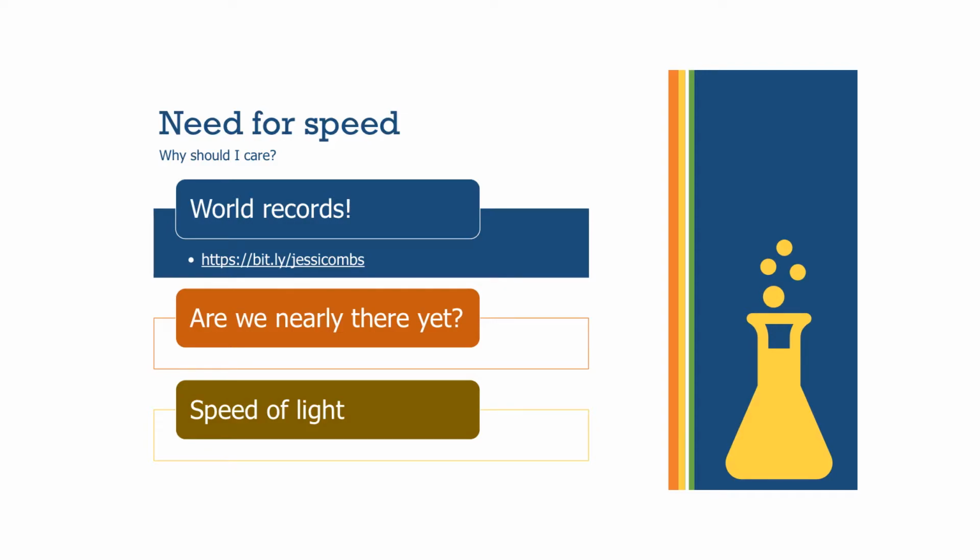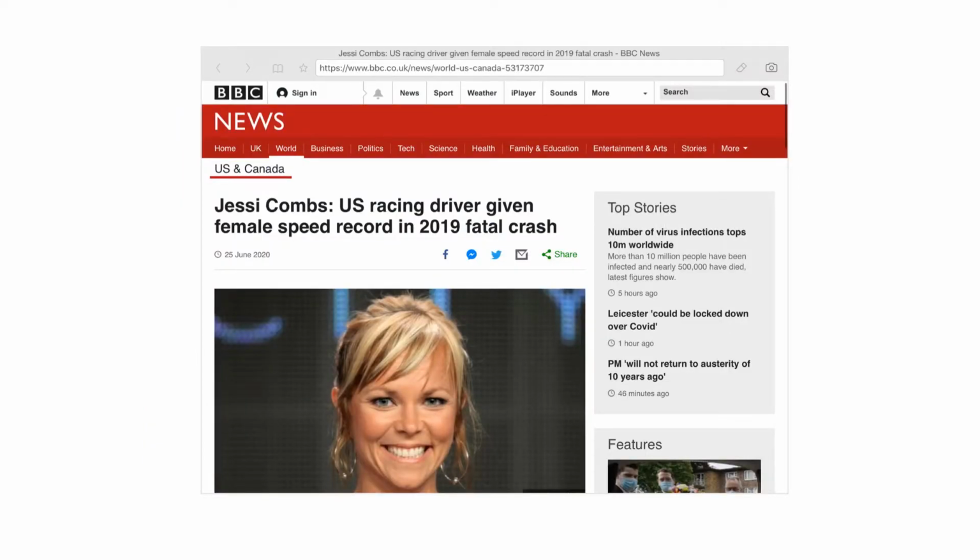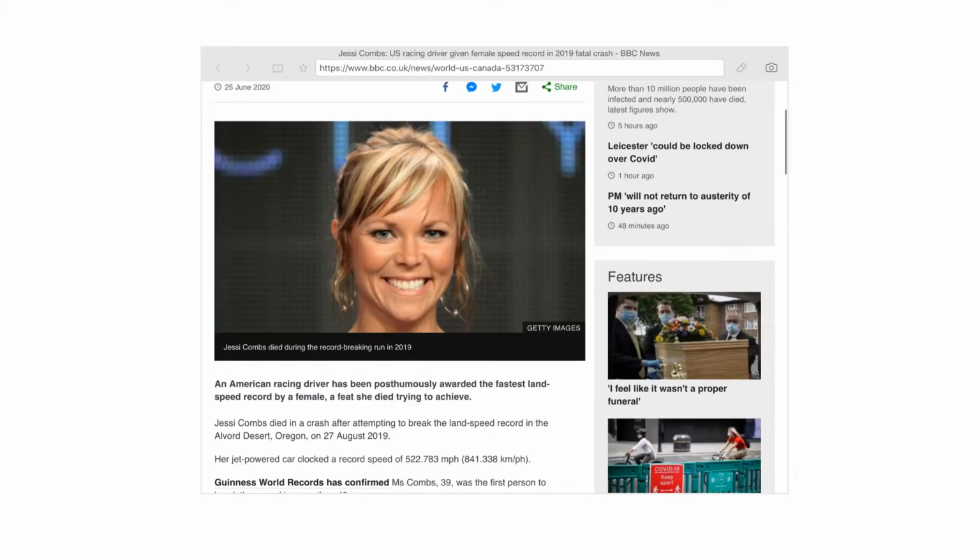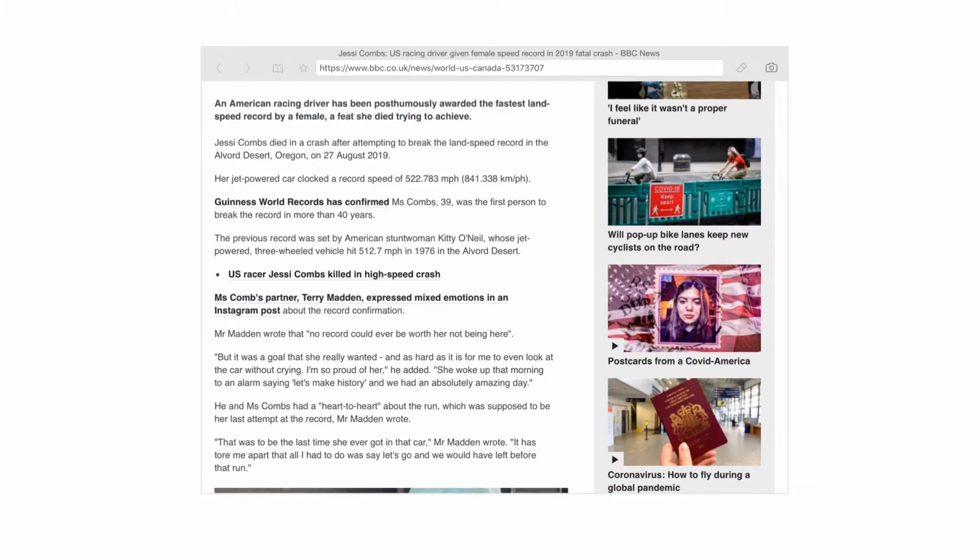Sometimes it's important to think about why I care about a topic. Here are 3 reasons that I've come up with why speed or distance time graphs may be considered important. The first one is Jessie Combs, who has just set a world record. This article is from the 25th of June 2020, and it's about Jessie Combs, who's just been given the female speed record, having sadly passed away in 2019 while trying to achieve it. You've got the link, and it's something you may be interested to read, as it's just been released this week.